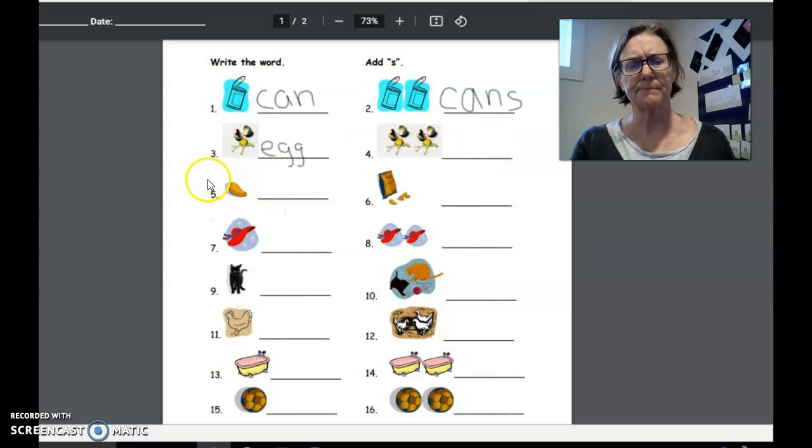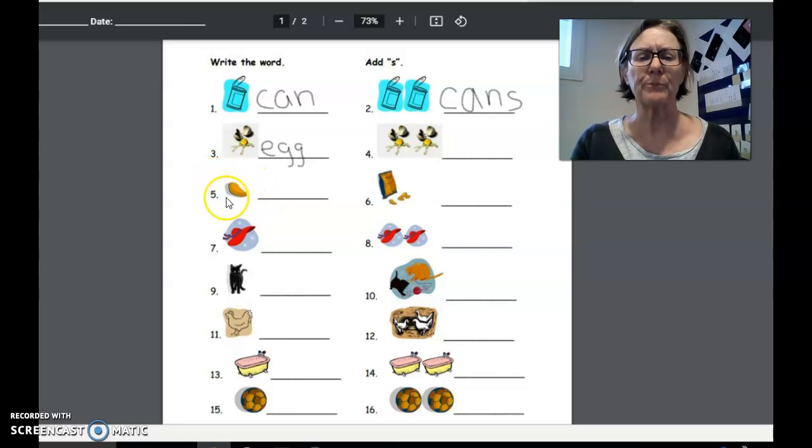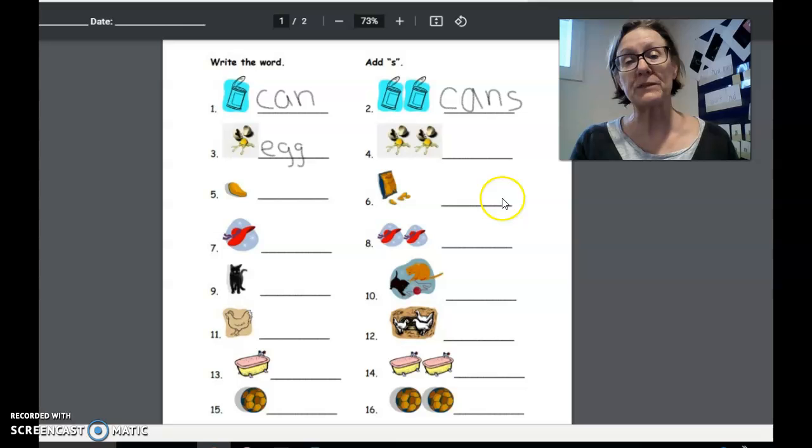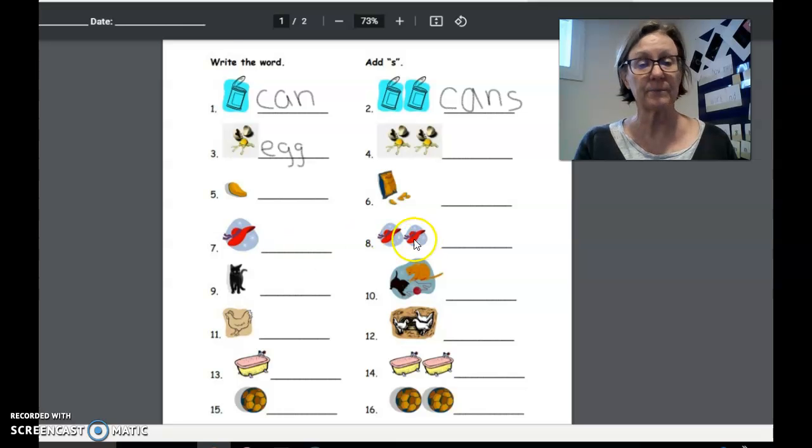What is this? This is a chip. One chip. Many chips. What do you see here? Hat. One hat. Two hats.